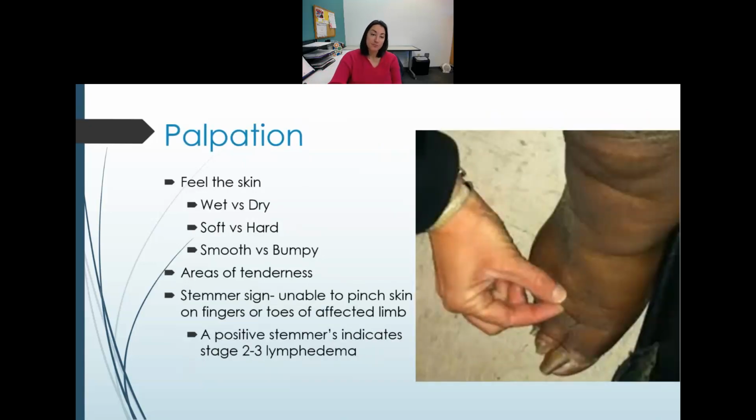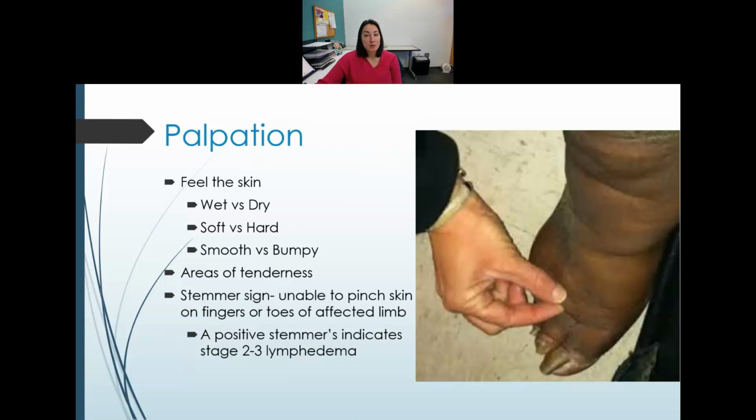Palpation. When we are doing palpation with these patients, we want to feel the skin and see, does it feel wet or dry? Does it feel soft or hard? Is it smooth or bumpy? And record all of those things. We also want to record what areas are tender, and if there are any areas with decreased sensation. And then we check for a Stemmer sign.